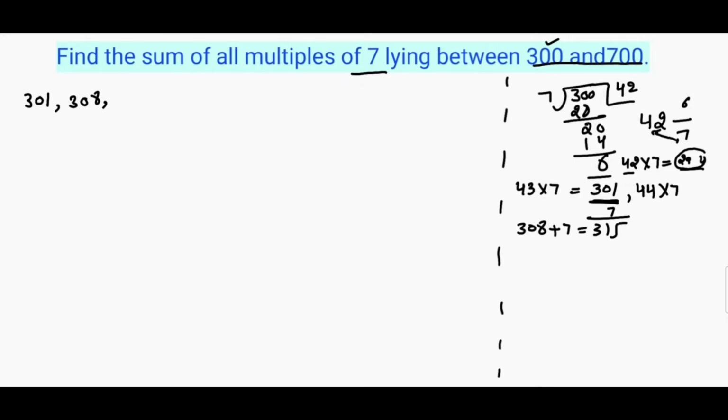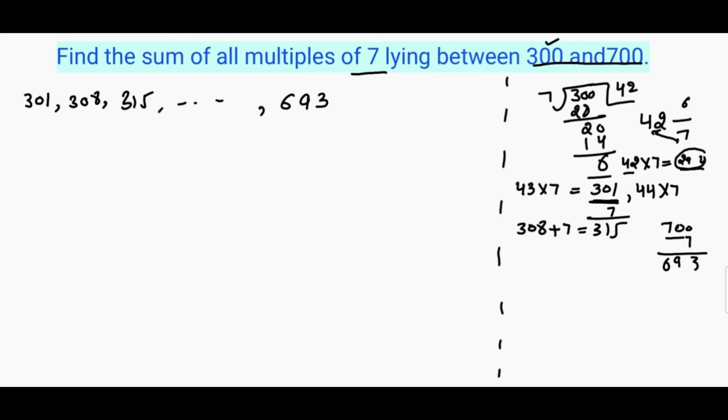And for the next number, if I add 7 to this 308, I will get 315, and so on. Correct. And the last number to find: we know 700 is a multiple of 7, but we need a number between 300 and 700. So to get the last number, I will subtract 7 from 700. So I will get 693. So this is my last number.